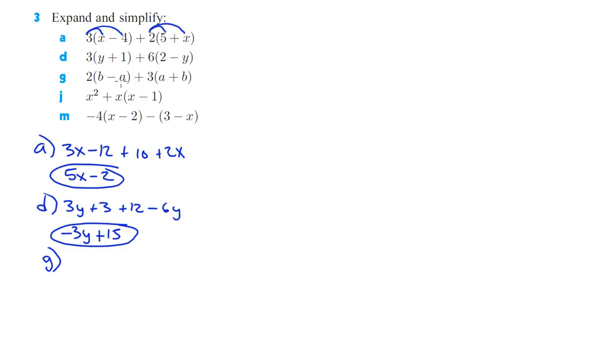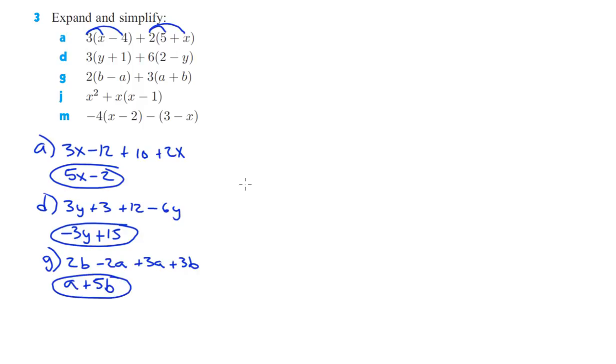So we'll go 2 times b minus 2 times a. So just again distribute it through. So we got 2b, and then 2 times negative a is negative 2a, and then 3 times a is 3a, 3 times b is 3b. And when we also have multiple variables in here, we'll usually go alphabetical. So negative 2a and 3a is a, and then negative 2b and 3b is 5b.